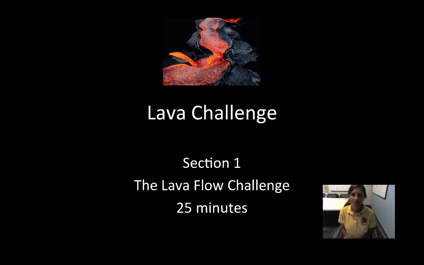Lava Flow Challenge, Section 1, Introduction to the Lava Flow Challenge. This section is an introductory section that should take approximately 25 minutes.